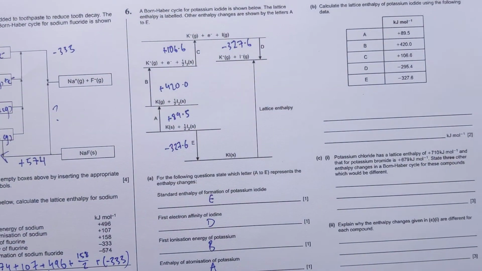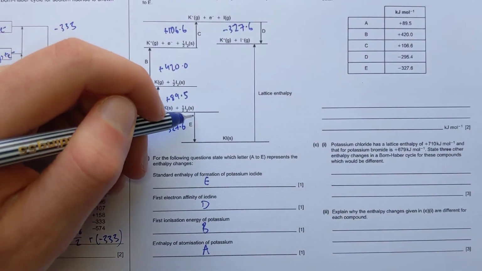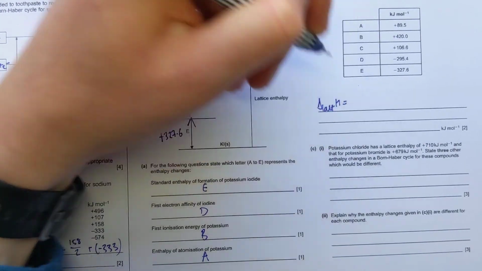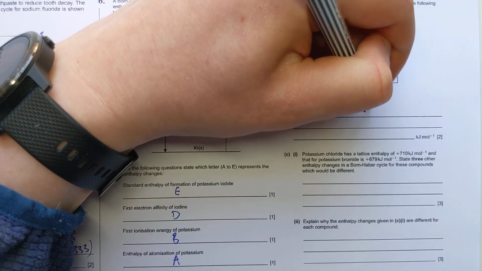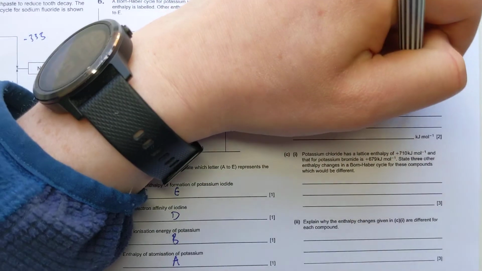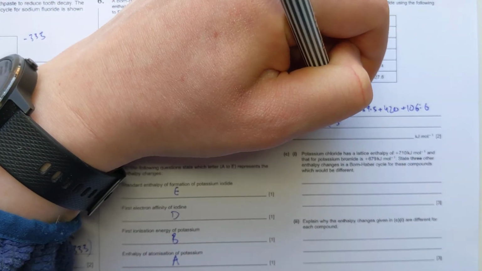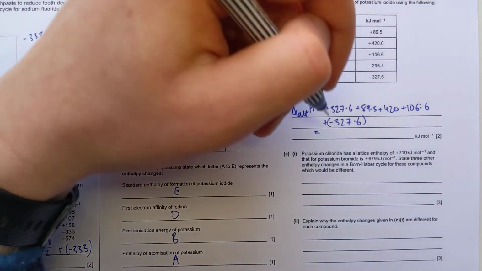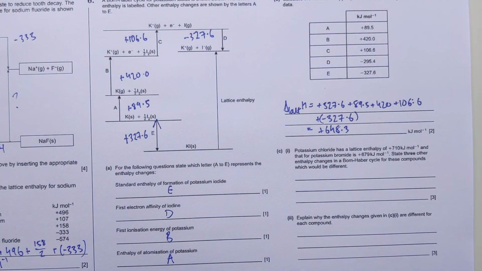So, putting that all together, our sum is going to be, need to flip this one first of all, make that plus. So my lattice enthalpy will equal plus 327.6 plus 89.5 plus 420 plus 106.6 plus minus 327.6. Typing in my calculator should come out as a final value of plus 648.3, keeping a decimal place in there.